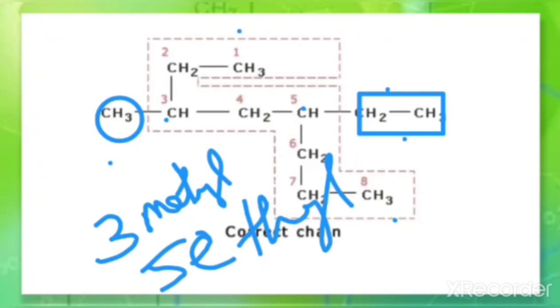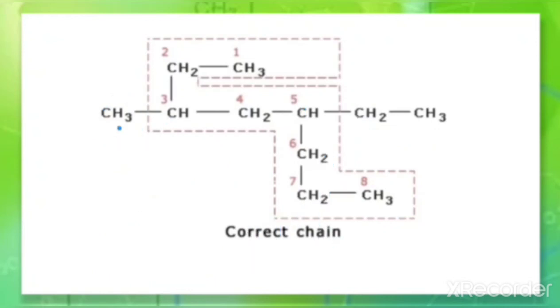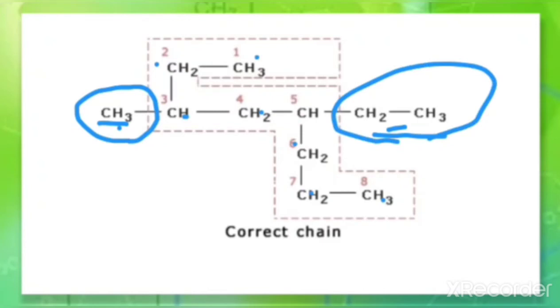So how do we name this one? This is methyl, this one is ethyl. What is the position for this one? That is 3 methyl and this is 5 ethyl, and total number of carbons here is 8, so octane. So what is the name for this one? That is 3 methyl and 5 ethyl, but in alphabetic order E comes first, so you have to write ethyl first. So what is the correct name? 5 ethyl 3 methyl octane. That is the correct name.